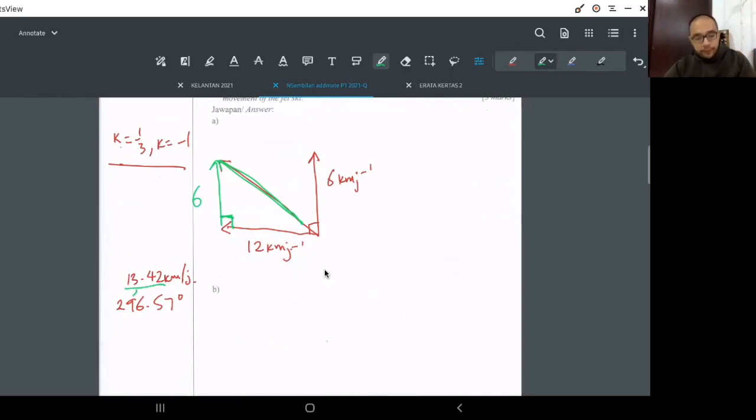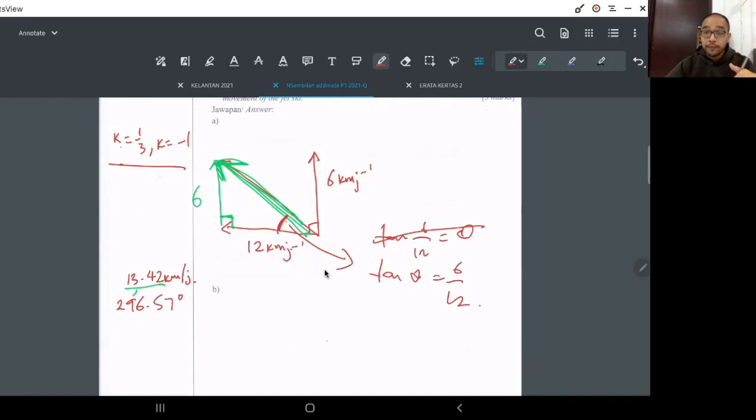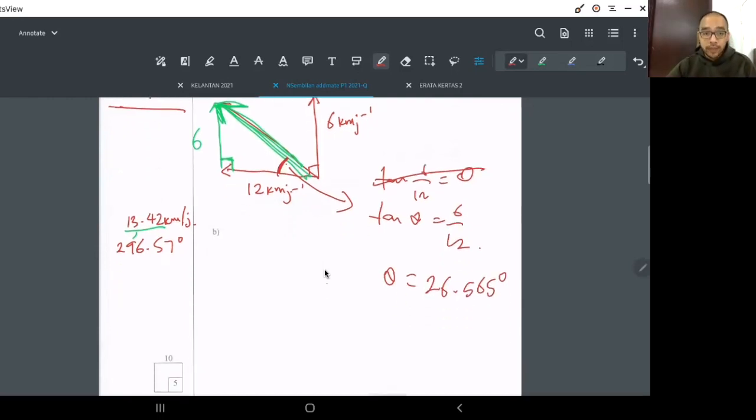Now, if this is the vector, usually for direction, I will say it to the horizontal vector. I will use this angle, and when I use this angle, it's very easy. We use tangent. So tangent theta equals to 6/12, opposite over adjacent. And so we get theta equals to 26.565 degrees. But the answer given in this trial paper is 296.57, which is like, what is this? And then only I realized why they gave 296.57.